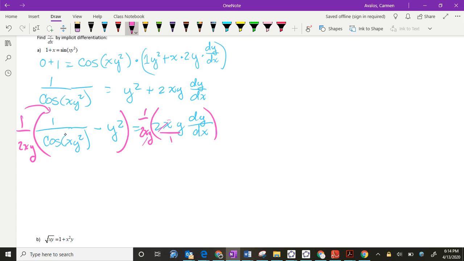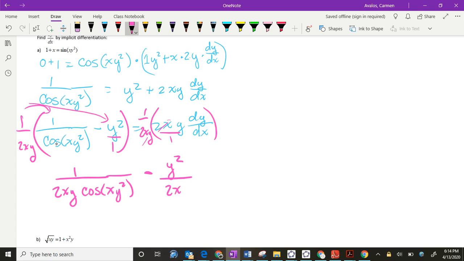And then I can just distribute this to this part, and I put this over 1. Anytime you're multiplying fractions, you put that over 1. So this here is numerator times numerator, denominator times denominator. So I am going to have 1 over 2xy cosine of xy squared. And then I distribute it to that side, so it's going to be minus y squared all over 2xy, and that is going to be equal to dy/dx.